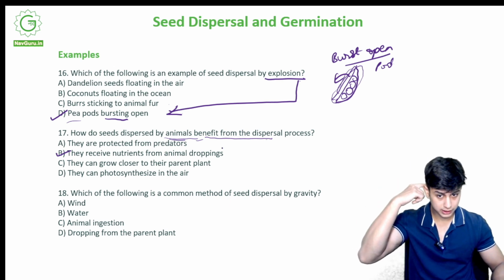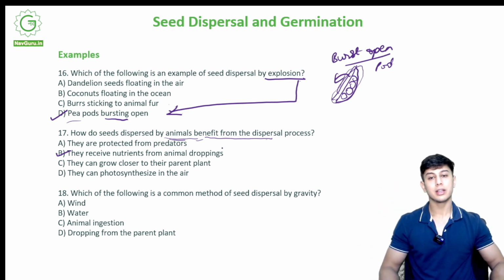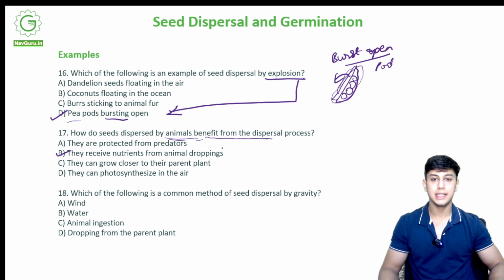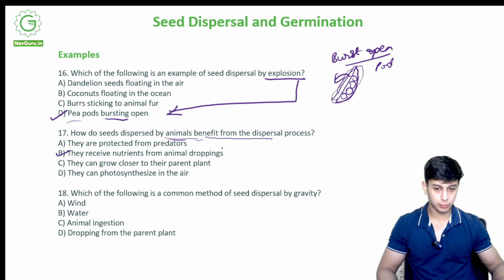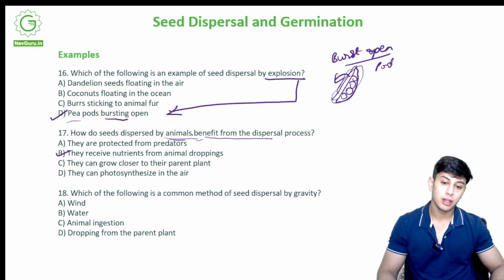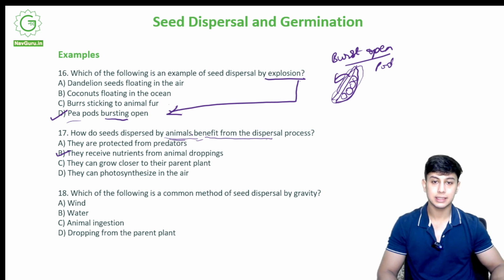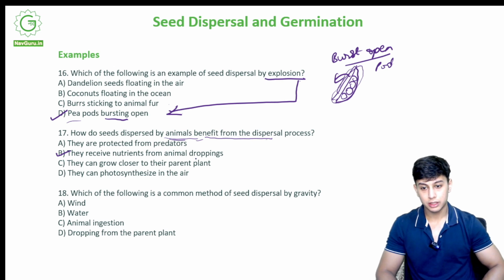So, now what happens is, after the animal or the bird has eaten that seed, it will be excreted, right? It will be dropped off. Alright, so now animal excreta will have nutrition for the seed to grow. This is the life cycle, right? Their excreta will be beneficial for the seed to grow, it will give it nutrients. So the seeds receive nutrients from animal droppings.